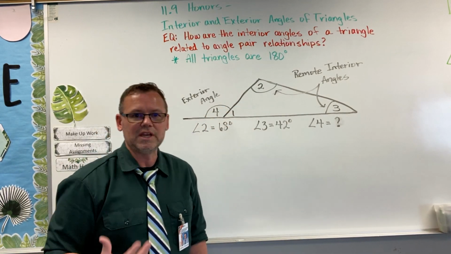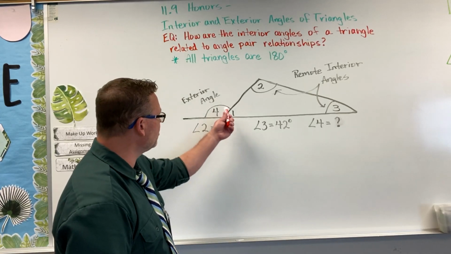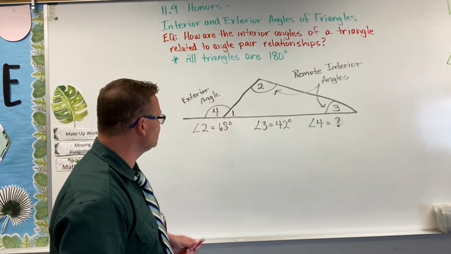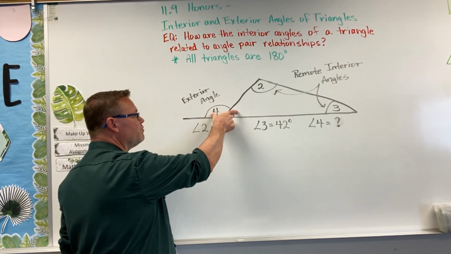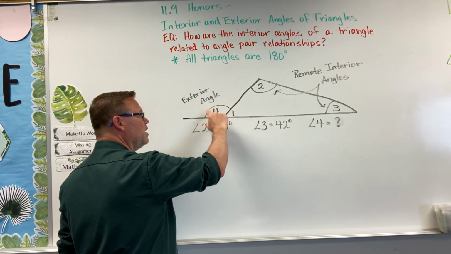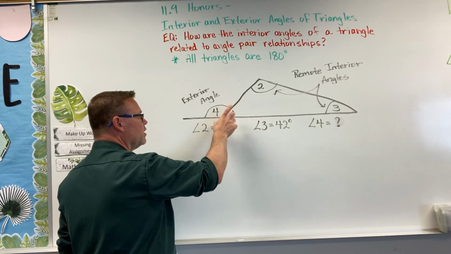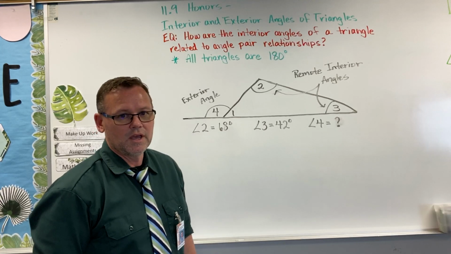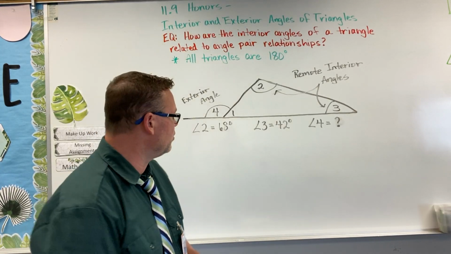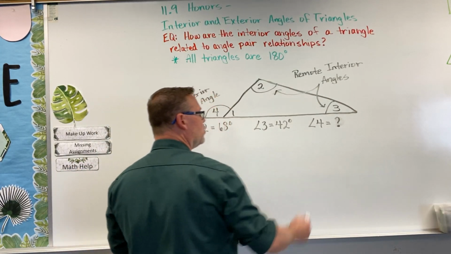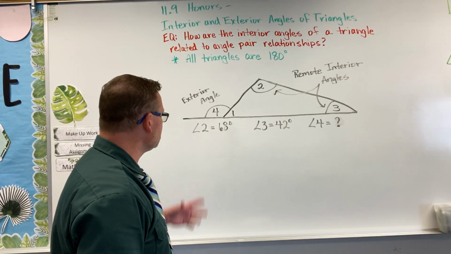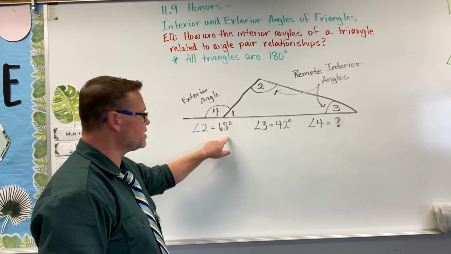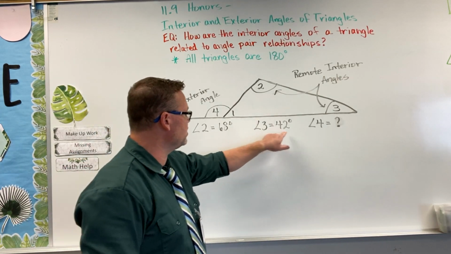The reason we need exterior angles is if we don't know what the measurement of an angle is, remember, 1 and 4, because they form a straight line, would be supplementary angles. In other words, these two together would equal 180 degrees. So what we're going to do is take what we know and find out what angle 4 is.